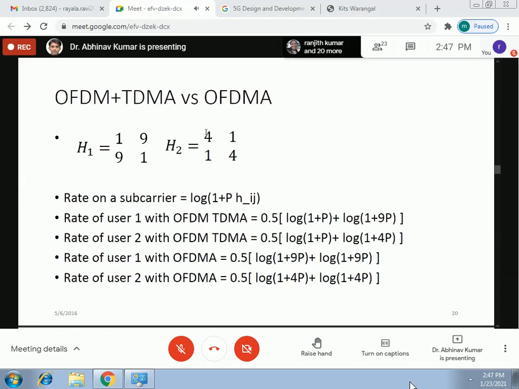I can also have an OFDMA system where instead of giving both the subcarriers in the same time slot, I actually give in the first time slot the second subcarrier to user 1, in the second time slot the first subcarrier to user 1.